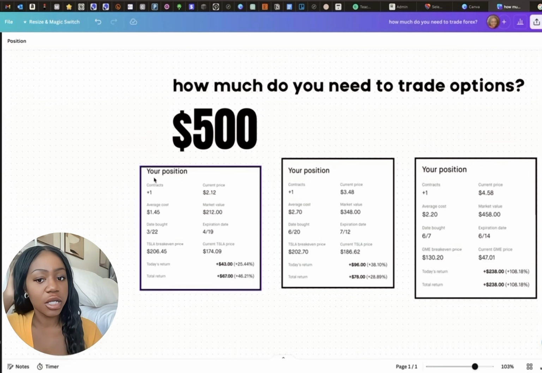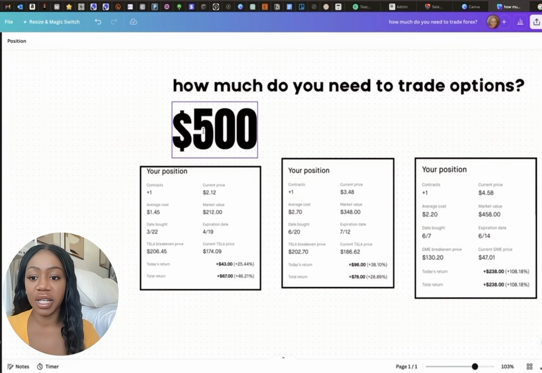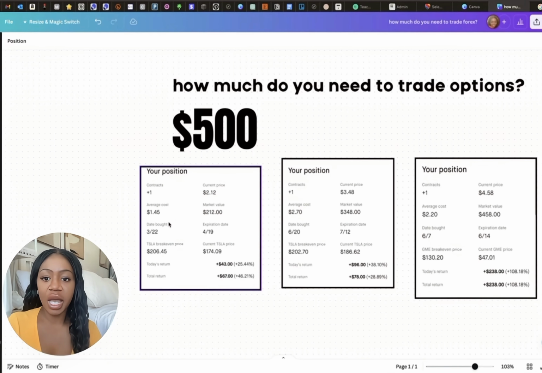So this option contract right here, I bought one Tesla contract for $145. You have to move the decimal place with stock options. I bought this for $145. So that's well within that $500 budget that I have. I held this for a couple of days and I made a 46% return on it. So I ended up selling that same contract for $212. So I made $67 profit after only spending $145 to buy this contract.